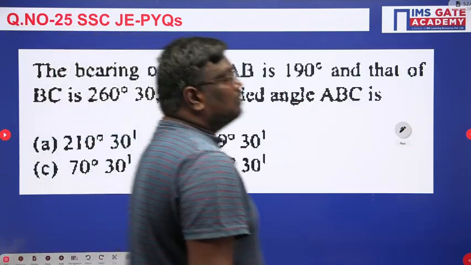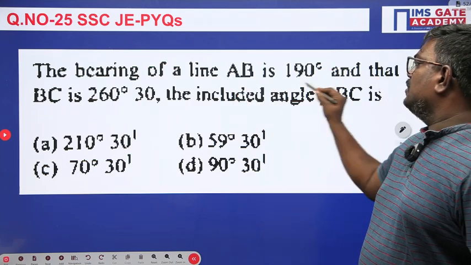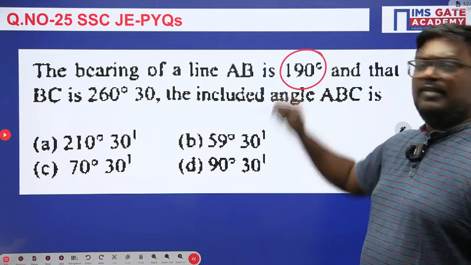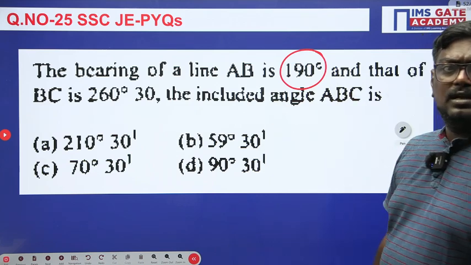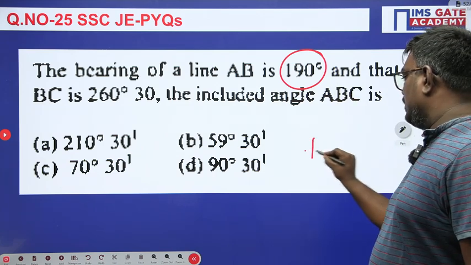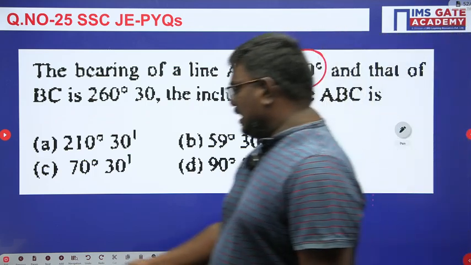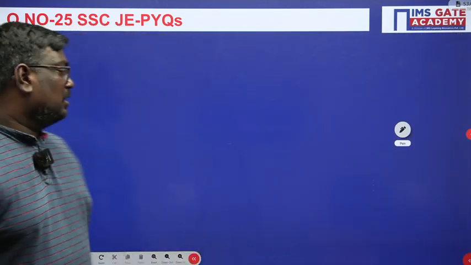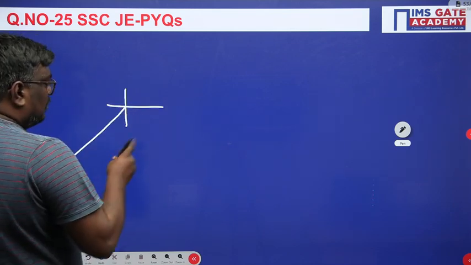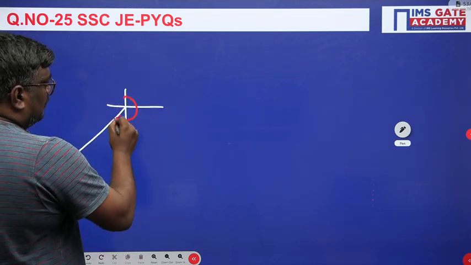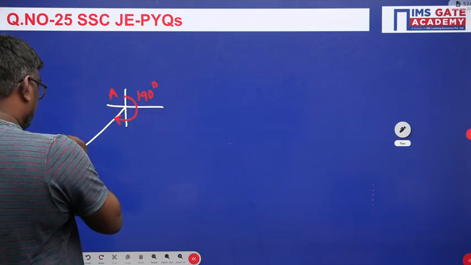Now, please see here students. The bearing of a line AB is 190 degrees, and the bearing of BC is 260 degrees. Now let me tell you here. 190 degrees means it is in which quadrant? Third quadrant. This is 190 degrees, the bearing of AB.